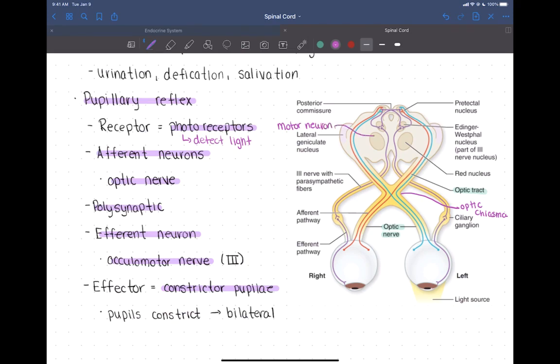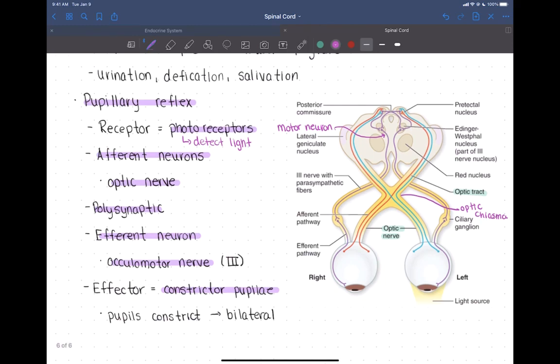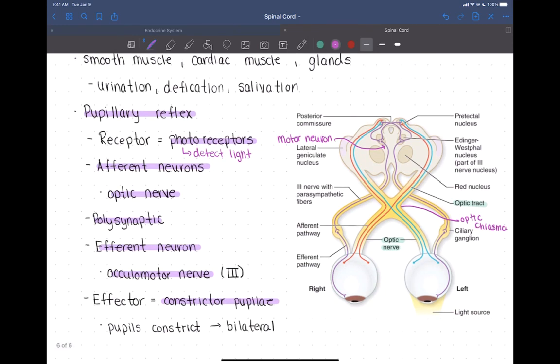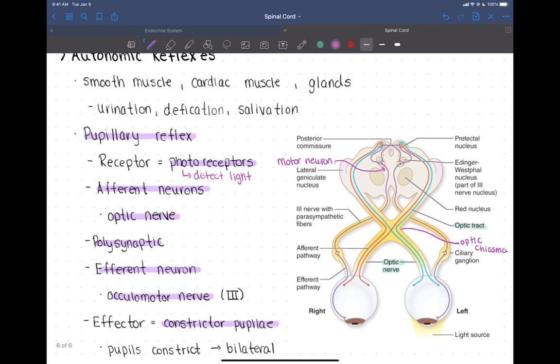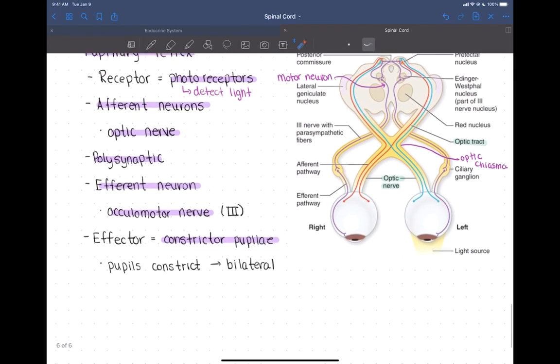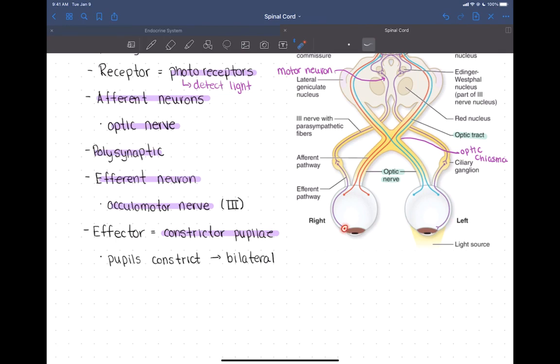And so this is also pointing out another important thing, that this is a cranial reflex. Previously we only saw spinal reflexes. This is a cranial reflex because it's traveling through the brain instead of the spinal cord. And so this signal is now sent through this motor neuron back to the eye, through cranial nerve number 3, and it goes to the smooth muscle that controls the size of the pupil, and it'll be sent to both eyes because this is a bilateral reflex.